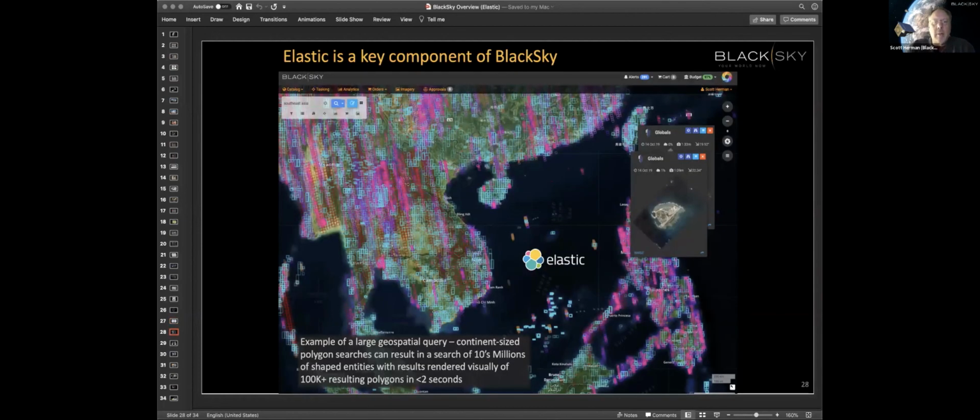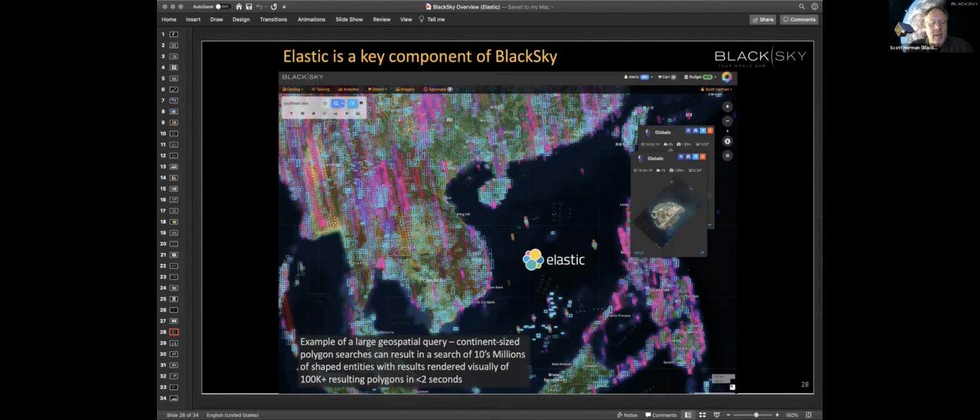So let's talk a little bit about Elastic and how that is a key component of this BlackSky platform. We use Elastic a lot for geospatial queries. So we've spent a lot of time tuning Elastic to make sure that our geospatial queries are as fast as possible. We're often searching tens of millions of polygons at a time, and we need that response time to come back in the time it takes a user to essentially pan and zoom across a map in a web browser. So that requires some very, very fast performance.